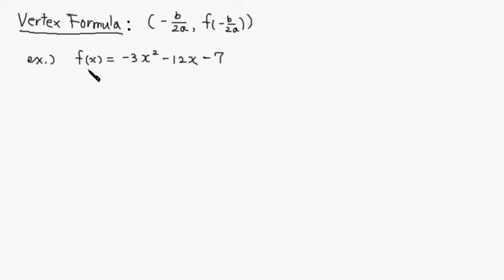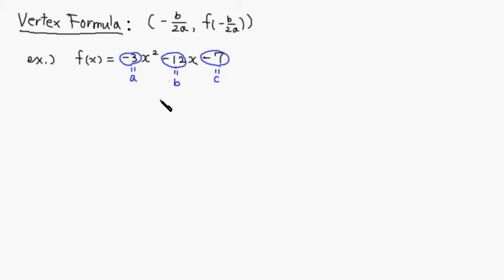Quadratic function f of x is equal to negative 3x squared minus 12x minus 7. Alright, so let's identify a, b, and c. a is just the coefficient of x squared, so in this case, a is negative 3. b is the coefficient of x, so you can see that x term is going to be the b. c is the constant term, so in this case it's negative 7.